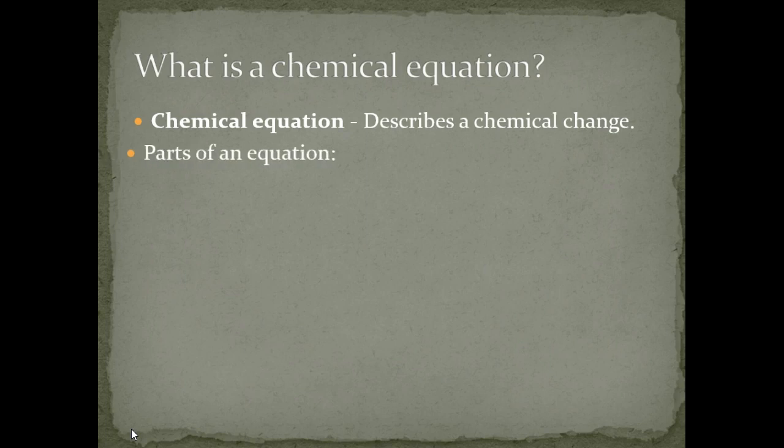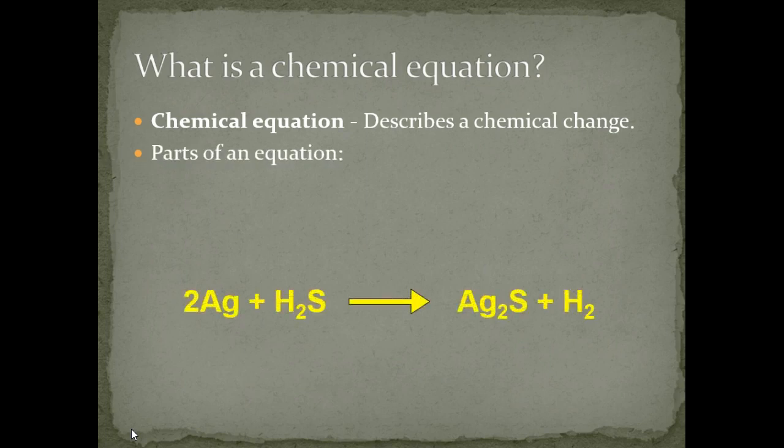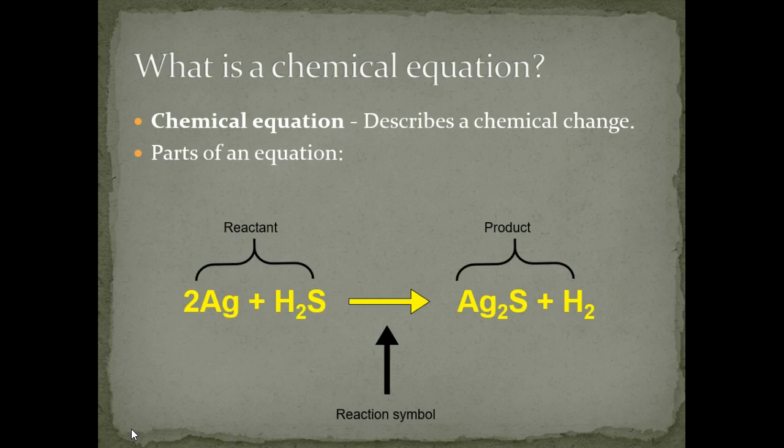A chemical equation describes a chemical change. Parts of an equation, we went over this in class. You have the reactants. Make sure you're doing Cornell style notes, guys, okay? You have the products. And one thing we talked about is the arrow points to the products. Your reactants are what are involved in the original chemical change. The arrow stands for to produce, and the product is what is made.